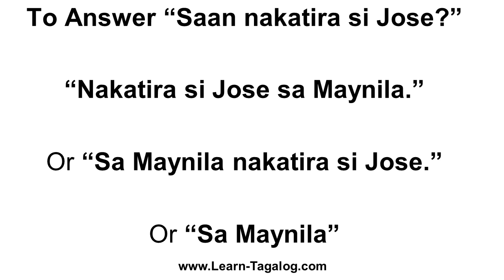Okay? All right. So to answer Saan nakatira si Jose, what would that be? Where does Jose live? Saan nakatira si Jose. You can say Nakatira si Jose sa Maynila. Jose lives in Manila. Or you could say sa Maynila nakatira si Jose. Okay? In Manila, Jose lives. Or you could just say sa Maynila. Right? So, very flexible. Lots of ways to say things.